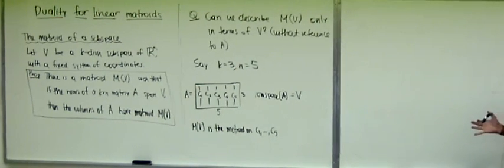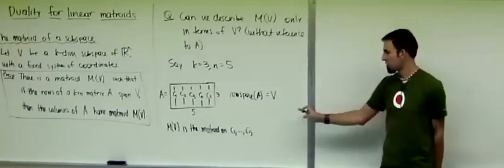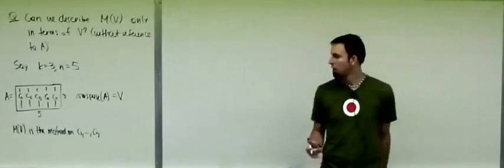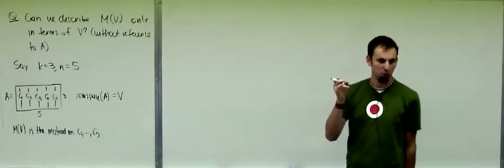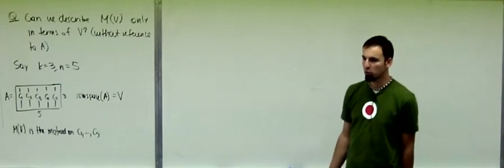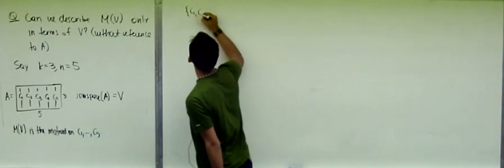Now the point is that I want to describe this matroid without referring to A. And so let me say this. Imagine that you take some subset of the columns, let's say, I don't know, 1, 3, 4. And you want to know whether that's a basis. So C1, C3, C4. Is that a basis?